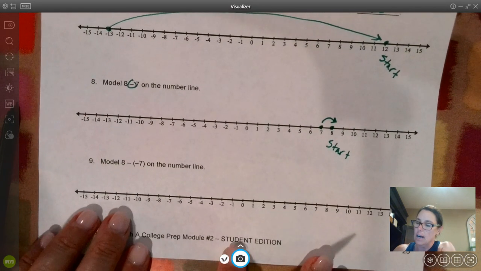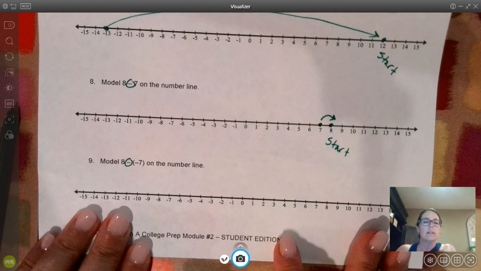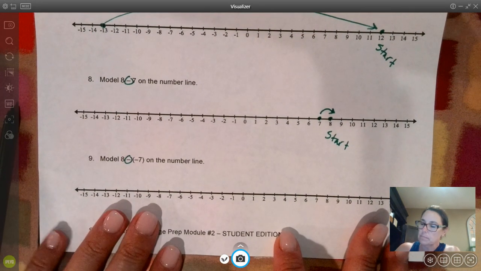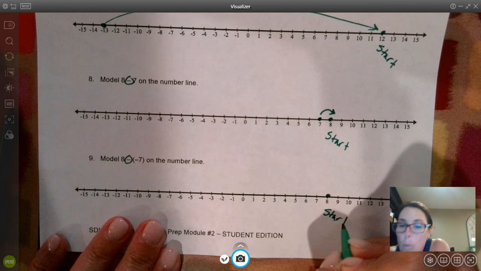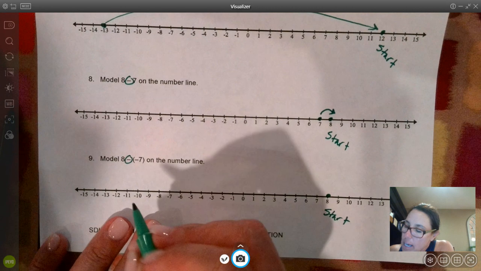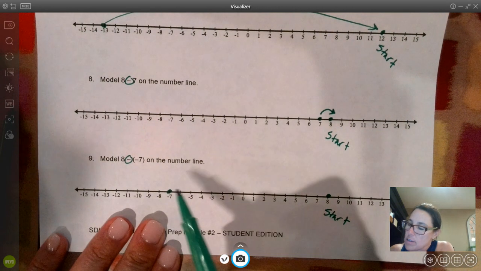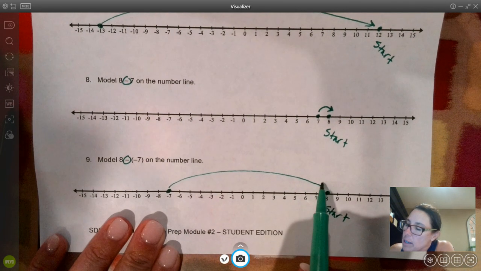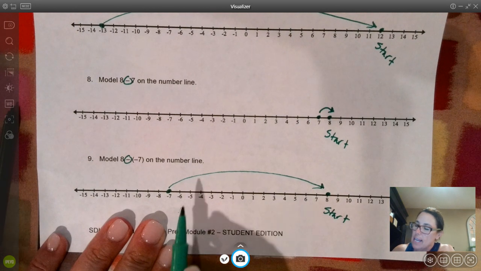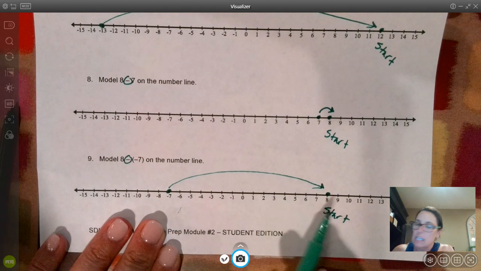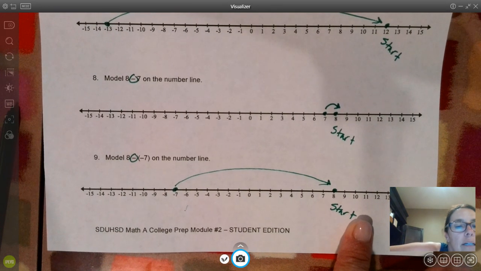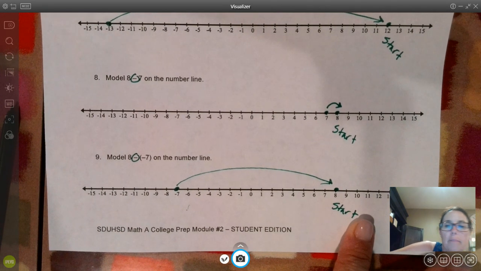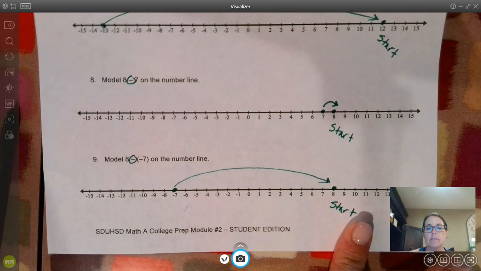All right, let's look at this guy. We've got another subtraction. So I've got 8 as my start or my home, and then I've got a -7 as my other dot. I'm going to the right, and if you count, I'm going 15 units. It doesn't say to answer the problem. It just says to model it on the number line. And that's what I've done.